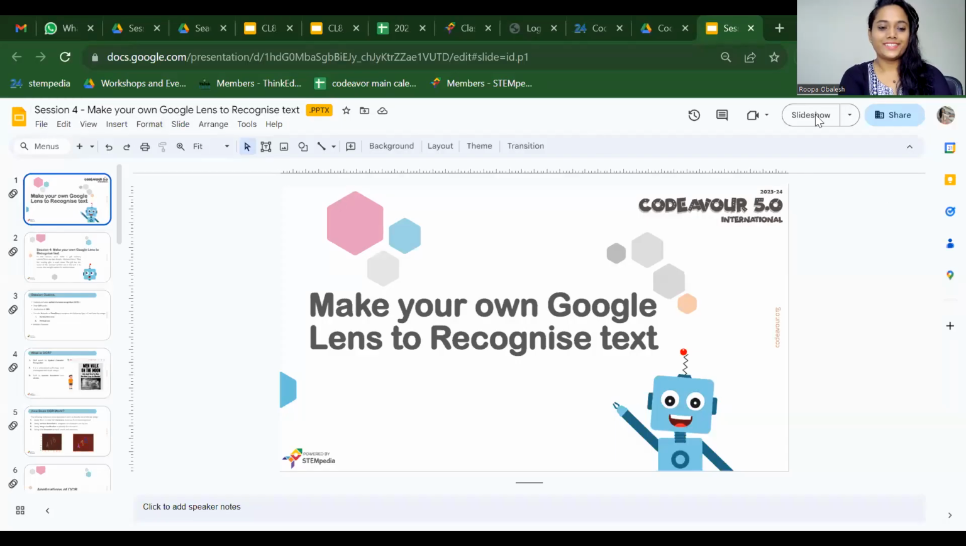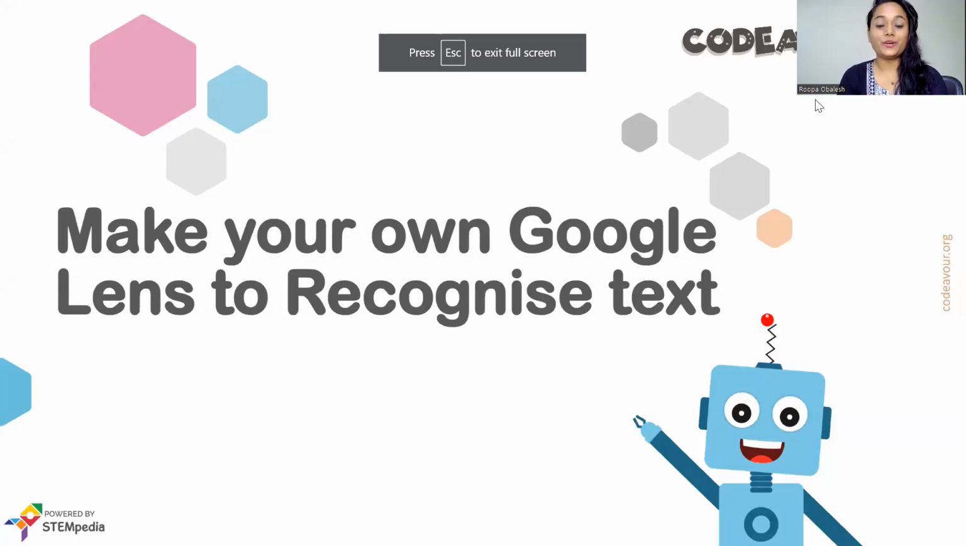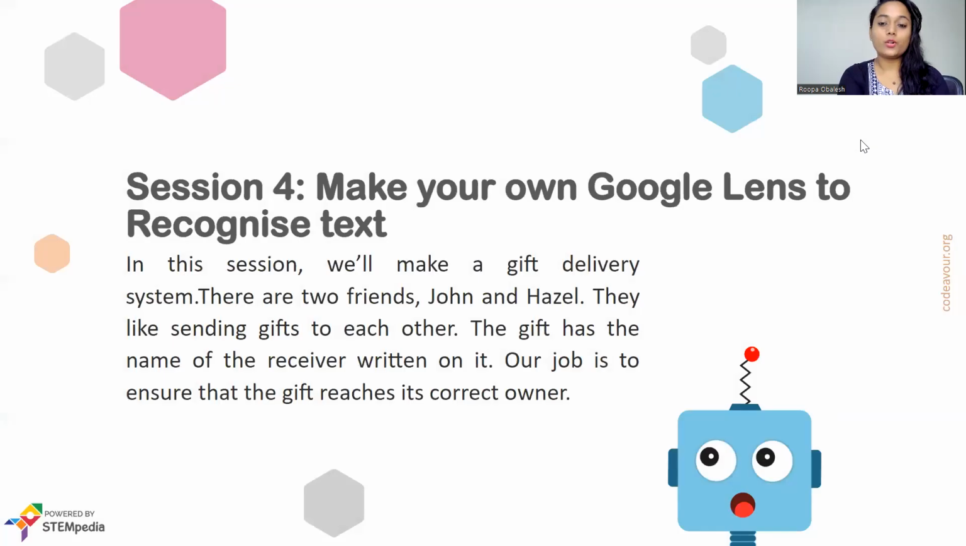Okay. So today's session topic is make your own Google Lens to recognize the text. And with this, we will also be understanding this concept by doing an activity. That will be a postman activity where there will be a gift and two persons, and our work is to code the gift to send it to the respective person. For example, if I'm showing the camera the name of the owner, take for example Hazel and John, if I'm showing the name Hazel, then the gift should go to that owner, Hazel. Vice versa, if I'm showing the name John, then the gift should go to John.